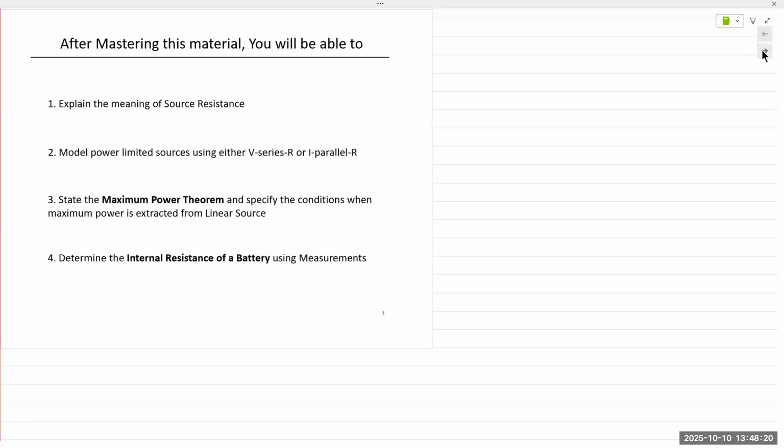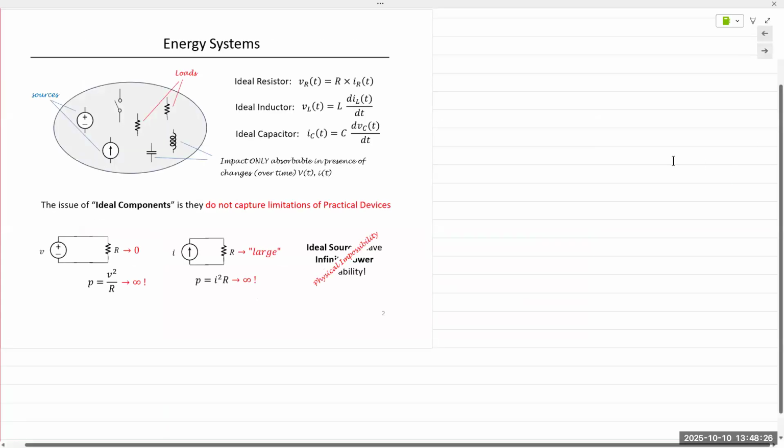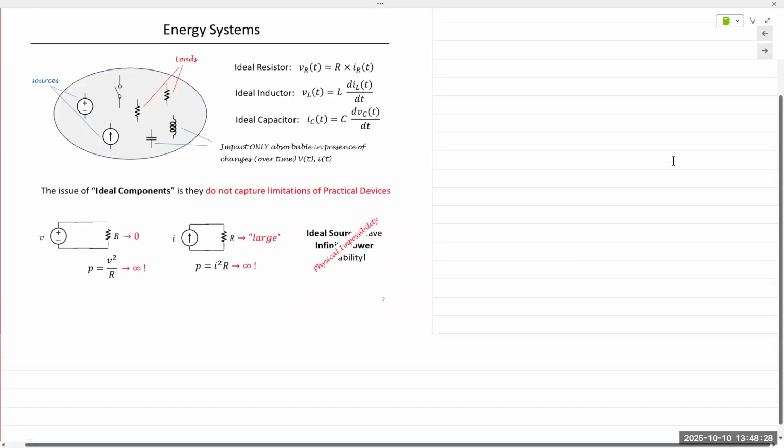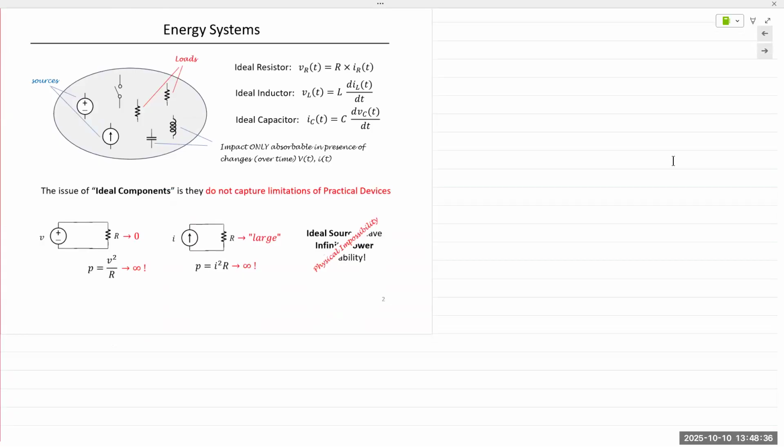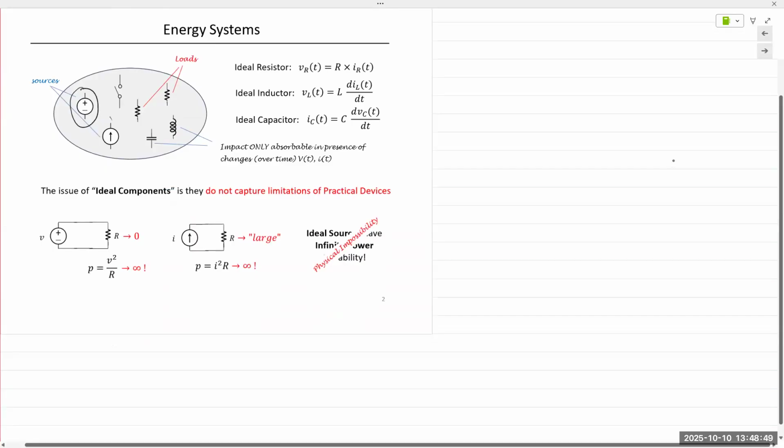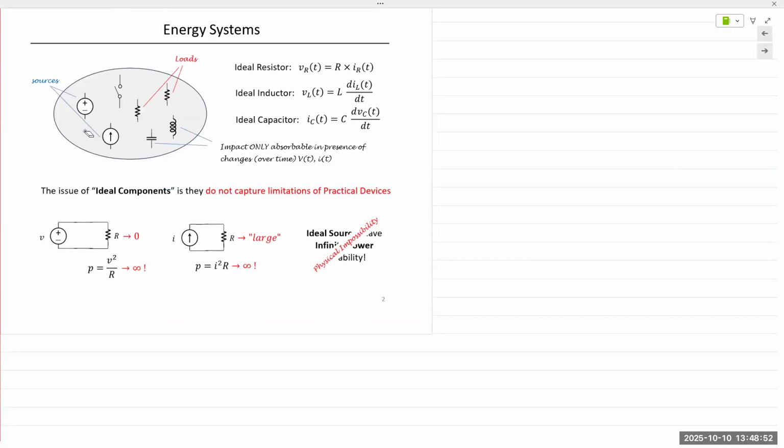Let's talk about sources and their resistances and what it means to be a practical source versus an ideal one. Circuit systems are systems that convert electrical energy into some other form of energy, electrical into optical, thermal, mechanical, any other kind of energy. And so we have sources. This is a voltage source. This is a current source. And then we have resistors, capacitors, and inductors. Those are the 3 primary passive components.